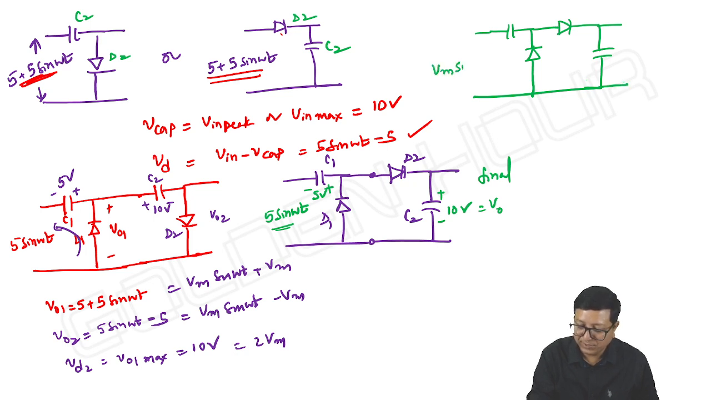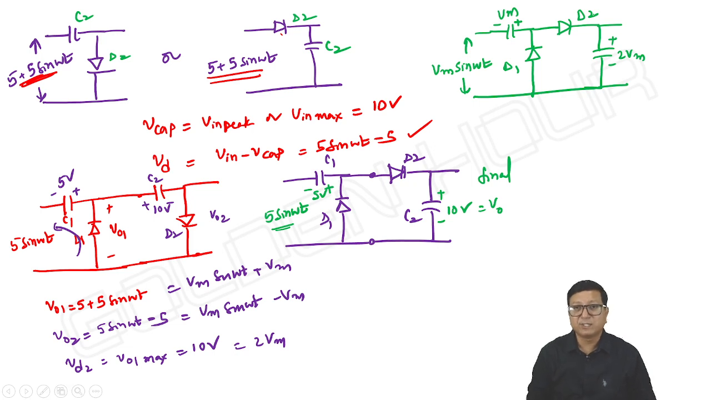Now I am generalizing it. Vm sin omega t is my input, and this capacitor will charge up to Vm, and this capacitor will charge up to 2 Vm. Diode D1 acts like positive clamper, D2 acts like negative clamper.